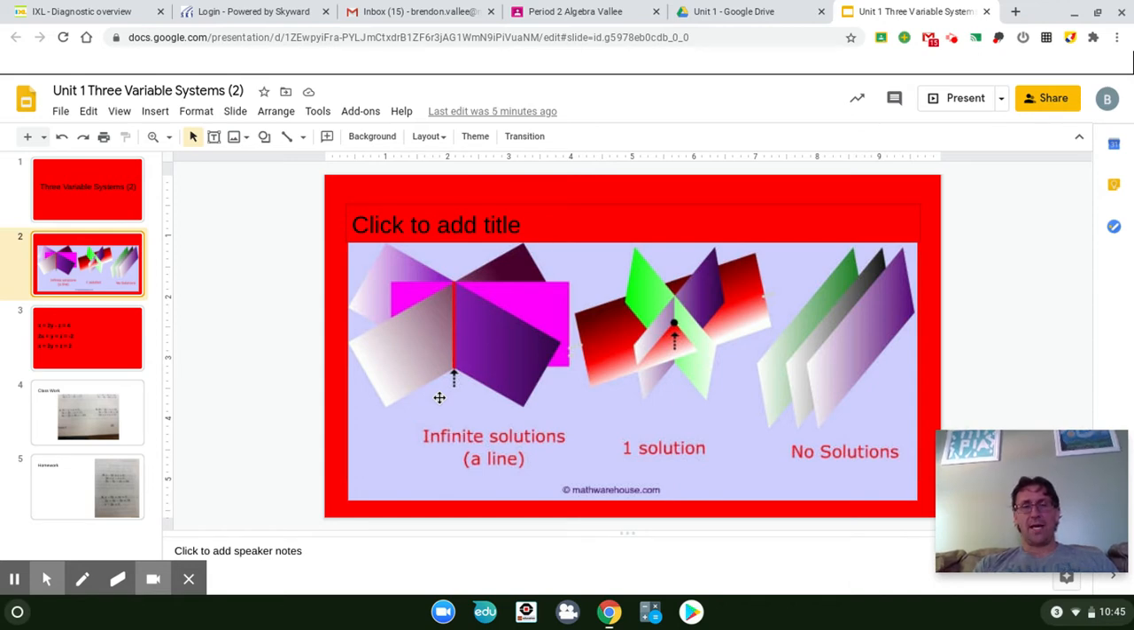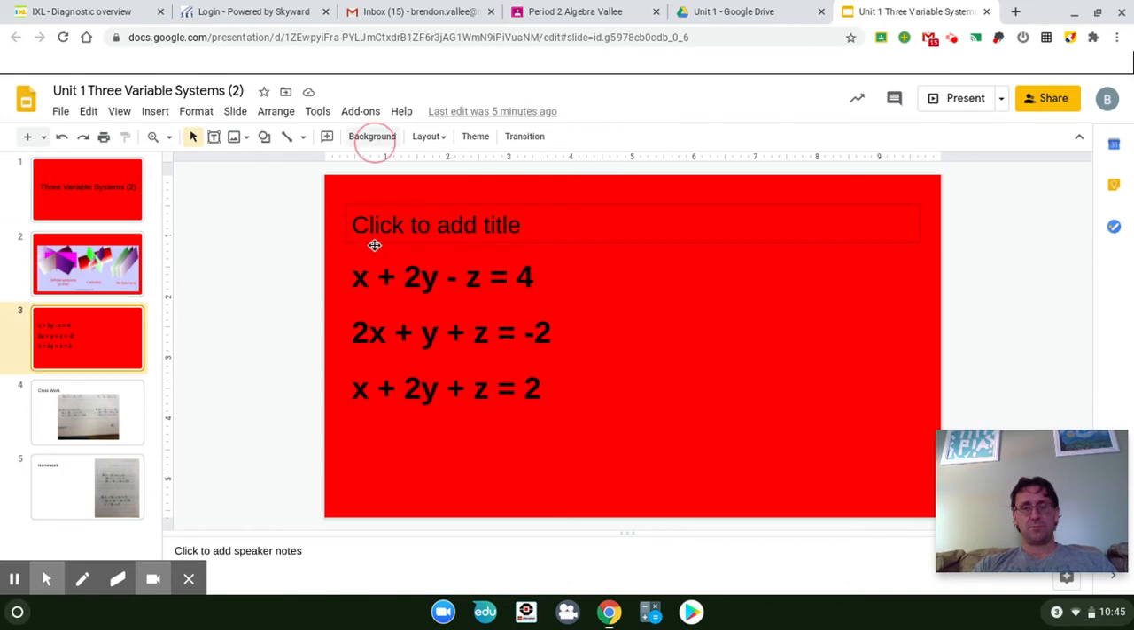So if I'm looking at these three planes here, okay, these three equations, your goal is to eliminate one variable first. I'm going to eliminate these y's. Now, I think maybe you could eliminate the z's, the x's, could be anything. Sometimes some are easier than others. I chose to eliminate the y's here.